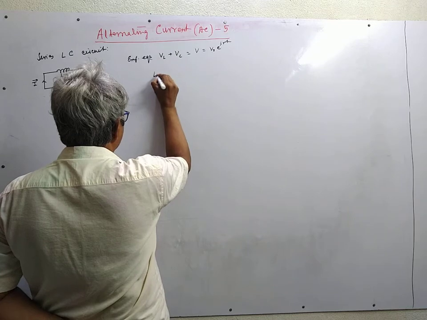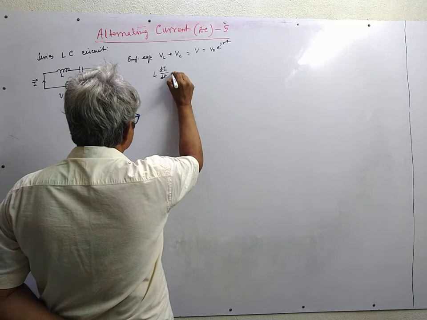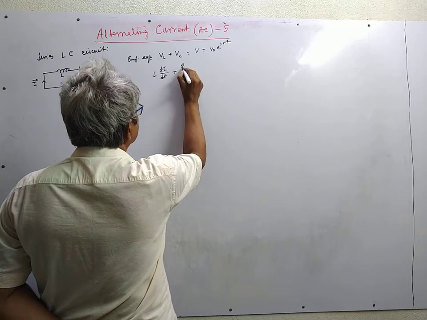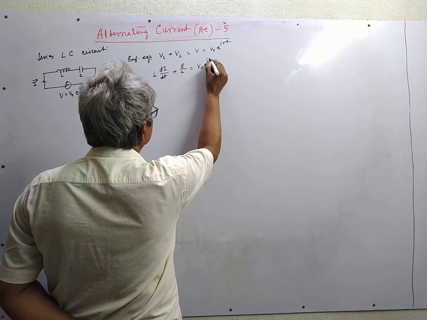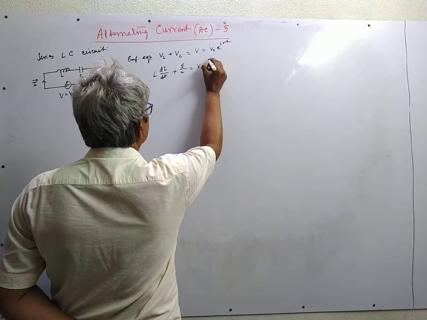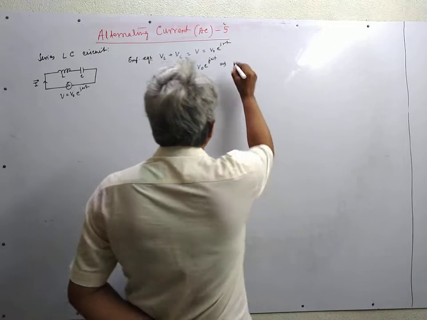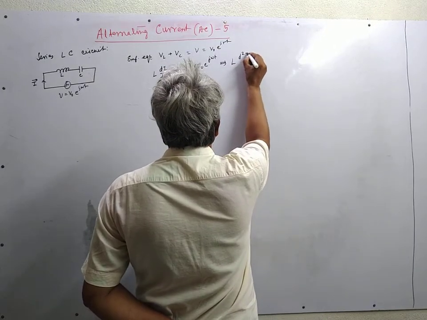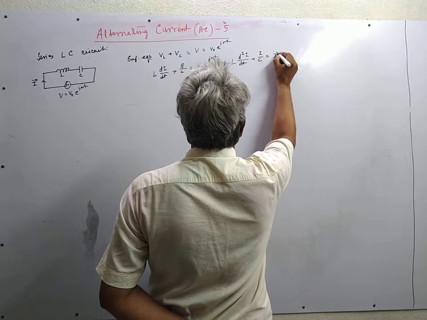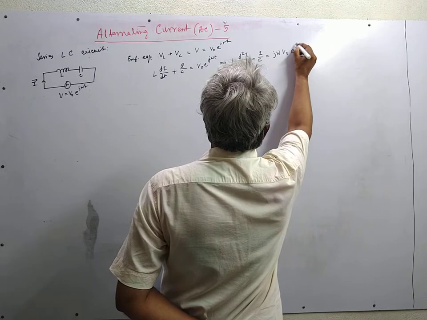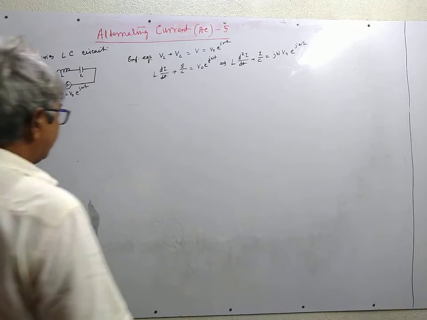This is known as L di dt, and this is Q by C. On differentiating this, we get L d2i dt2 plus I by C is equal to j omega V0 e to the power j omega t. This is basically the EMF equation.